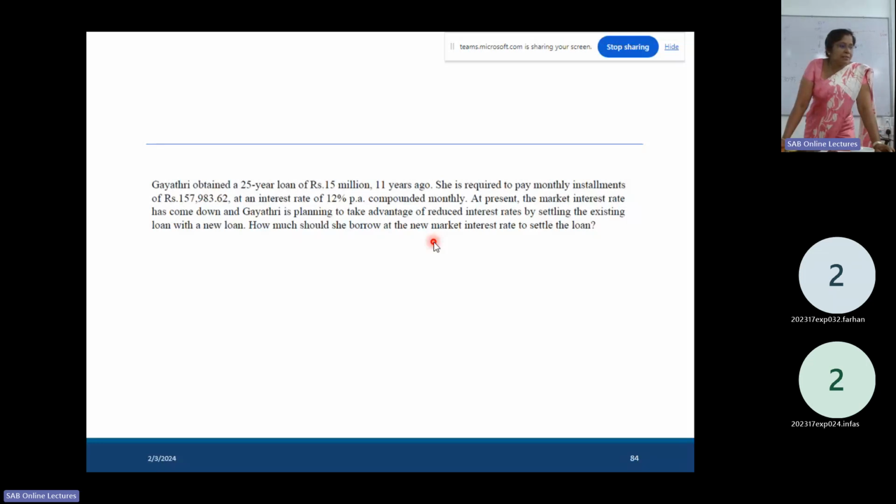At present, the market interest rate has come down, so Gayatri is planning to take advantage of the reduced interest rates by settling the existing loan with a new loan. So what I am doing is settling the existing loan by taking a new loan at the new rate. How much should she borrow at the new market interest rate to settle the loan?